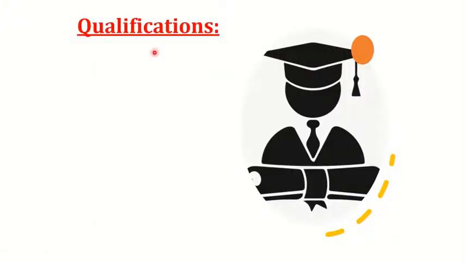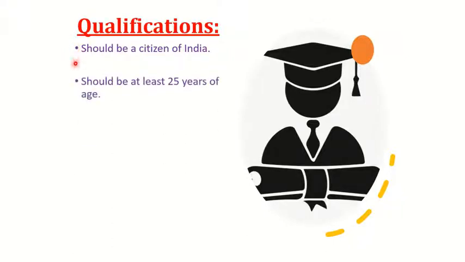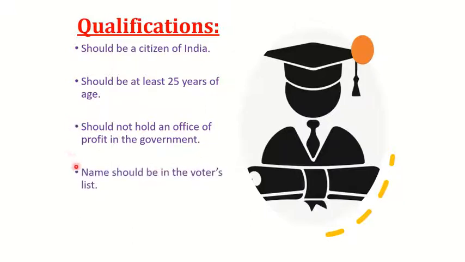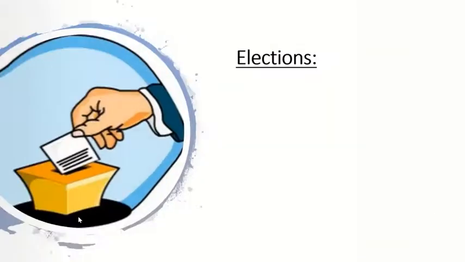Now let us see the qualifications required to be a part of the Lok Sabha. The first and foremost, the person should be a citizen of India, should be at least 25 years of age, and should not hold an office of profit in the government. The person's name should be in the voters list, and the person should not be a proclaimed offender or a bankrupt.